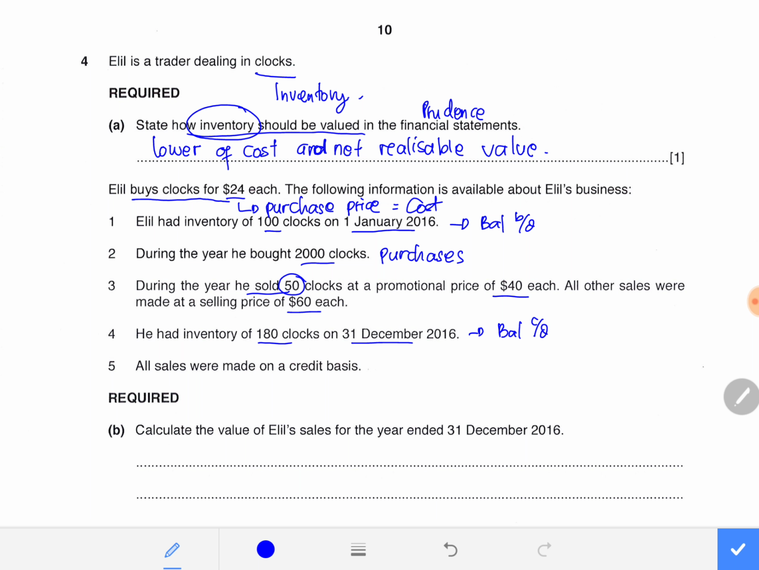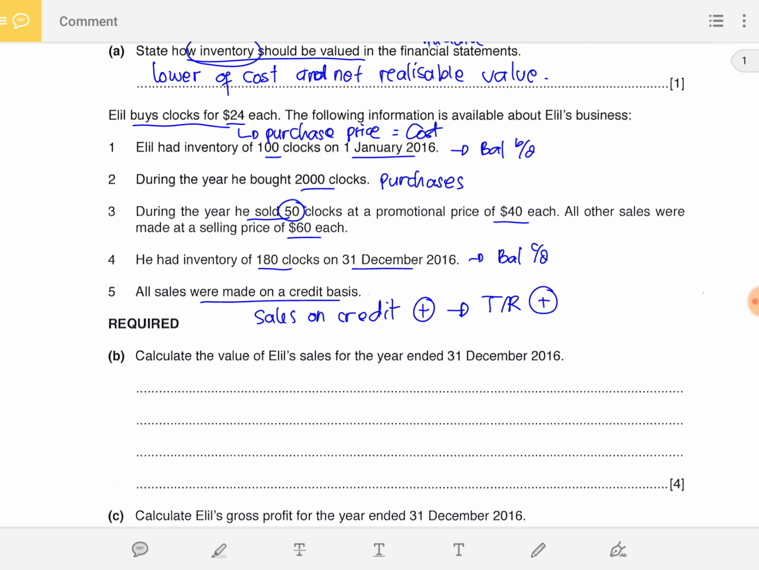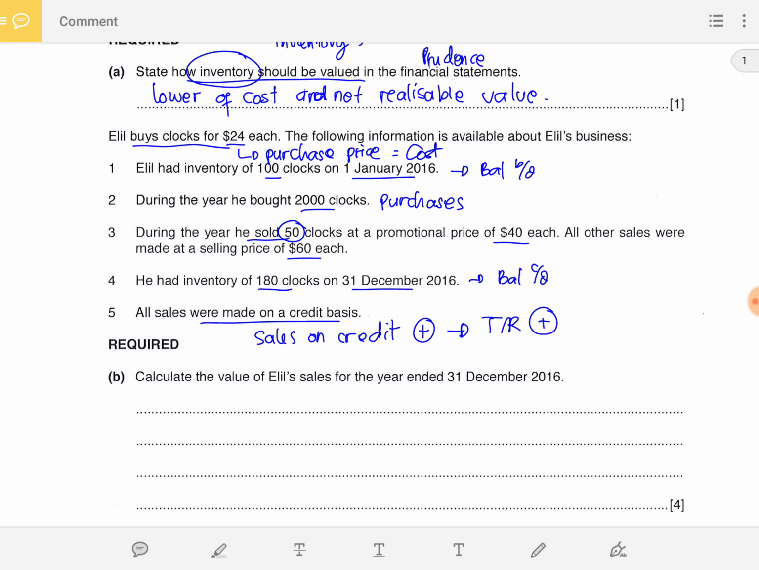This will represent your balance CD. All sales were made on a credit basis. That means every time sales on credit increase, that will make your trade receivables also increase. Next, you are required to calculate the value of Elil's sales for the year ended 31 December 2017.